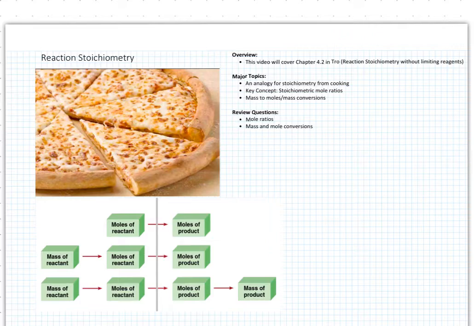Today we are going to talk about reaction stoichiometry, and by that we mean using mass relationships within a chemical reaction. Now, the last topic we learned was about balancing chemical equations.